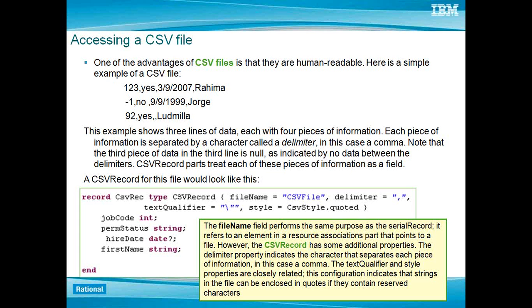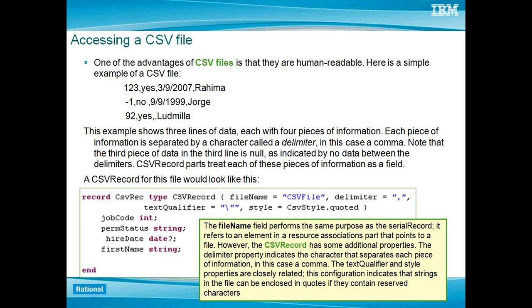Here we have a more detailed example of this record. For example, here we are going to have a CSV record. We are giving the file name as CSV file. Delimiter is a comma, and then we have text qualifier as slash, and then some other properties. And these are the values that are stored inside of this CSV file: job code, permanent status, hire status, and first name.